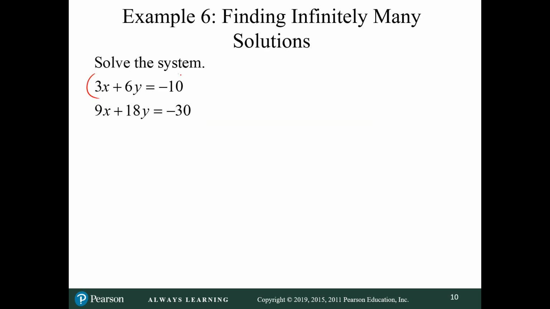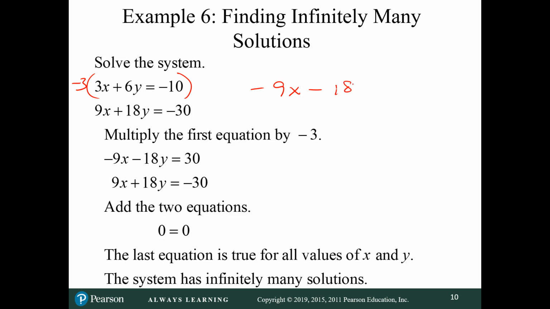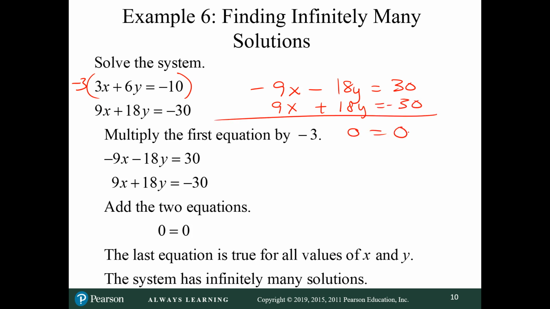On this one, I'm going to multiply my top row by negative 3. So I get negative 9x minus 18y equals 30. My bottom row is 9x plus 18y equals negative 30. If I add, I get 0 equals 0. So if 0 equals 0, then I have infinitely many solutions. And you go, well, what's infinitely many solutions? Well, you have to find two numbers that work for this.